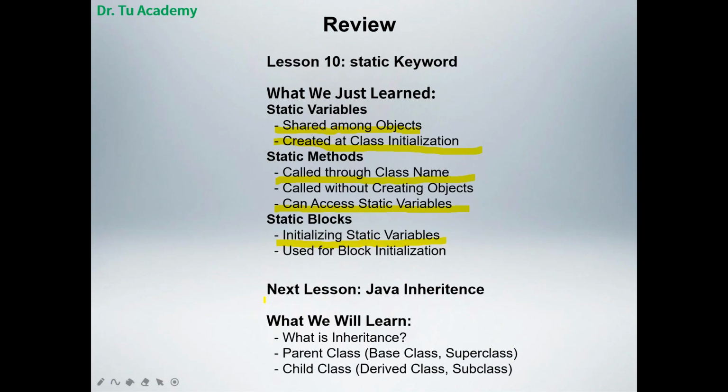In our next lesson, we are going to learn Java inheritance. Java inheritance is one of the most important features of OO programming, and we will learn what is inheritance and what is the parent class, which is also called base class or superclass, and what is child class, which is also called derived class or subclass.